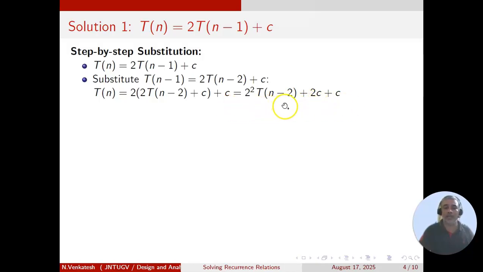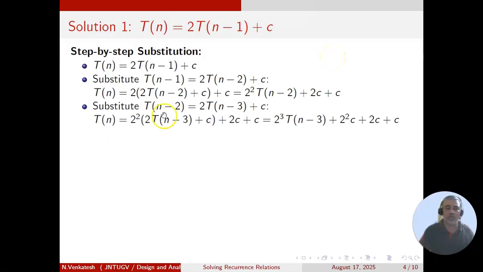Now again consider what T(n-2) is. From the original equation, T(n-2) is 2T(n-3) + c. Substitute T(n-2) into the above equation. Then we will get T(n) = 2^3 T(n-3) + 2^2 c + 2c + c. So after doing two substitutions, we can clearly see a pattern.